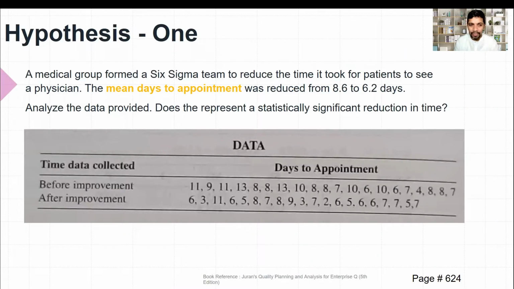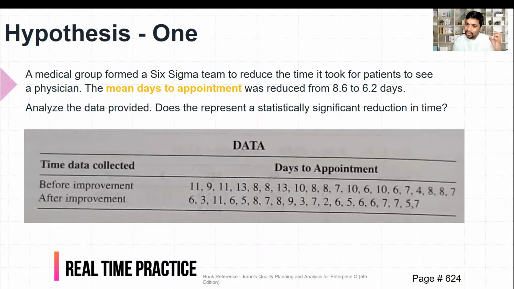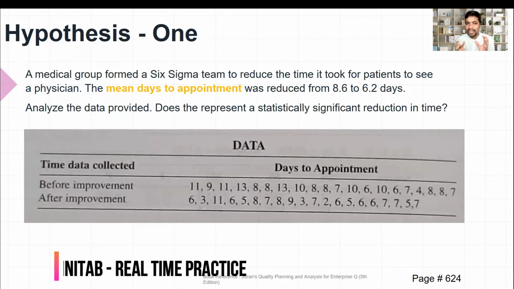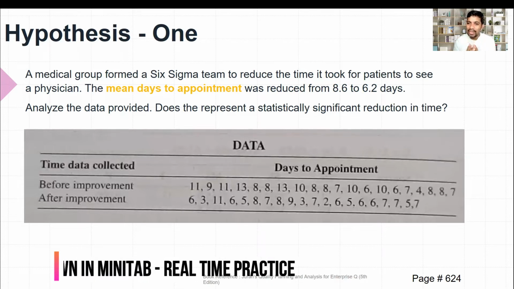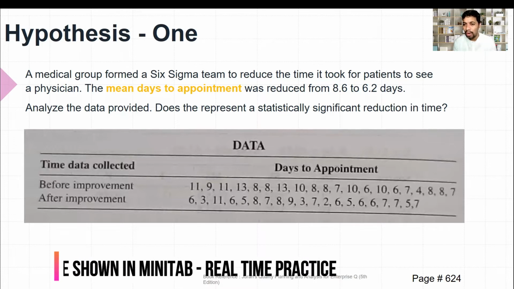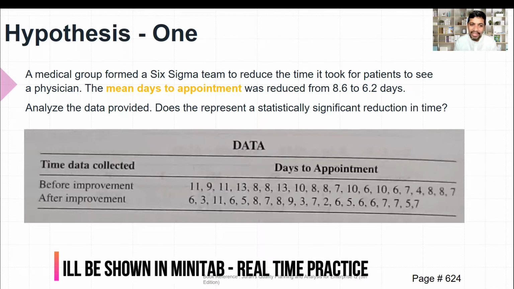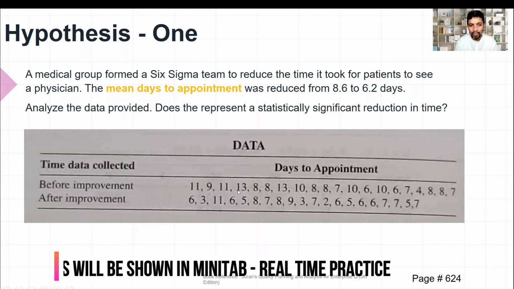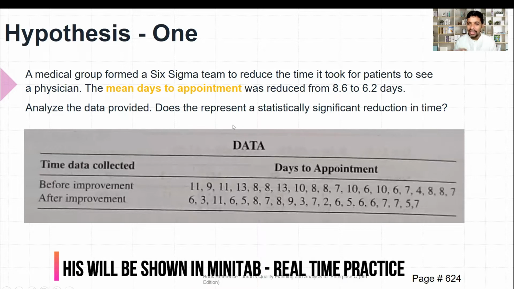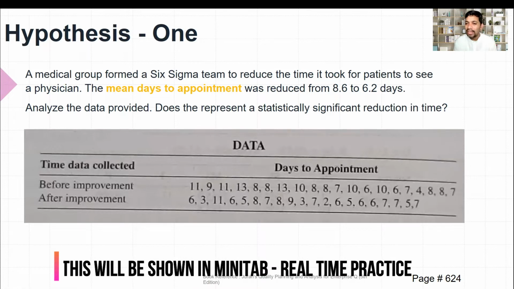So this is scenario number 1, which is mentioned in the book Juran, Quality Planning for Enterprise Quality, page number 624. It says that a medical group formed a Six Sigma team to reduce the time it took for a patient to see a physician. Mean days to appointment was reduced from 8.6 days to 6.2 days. Initially, the patient used to take 8.6 days. Now they're claiming that it is taking 6.2 days. They have made some improvement. Analyze the data provided, before improvement and after improvement. Does this represent a statistically significant reduction in time?